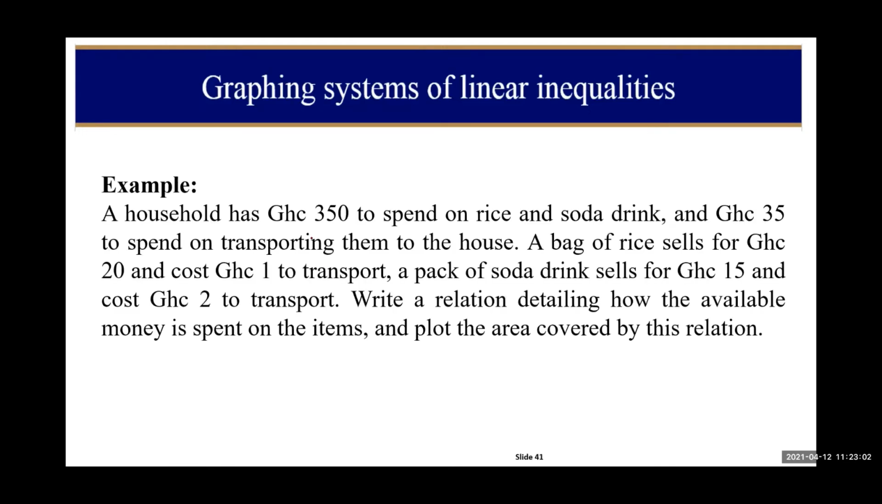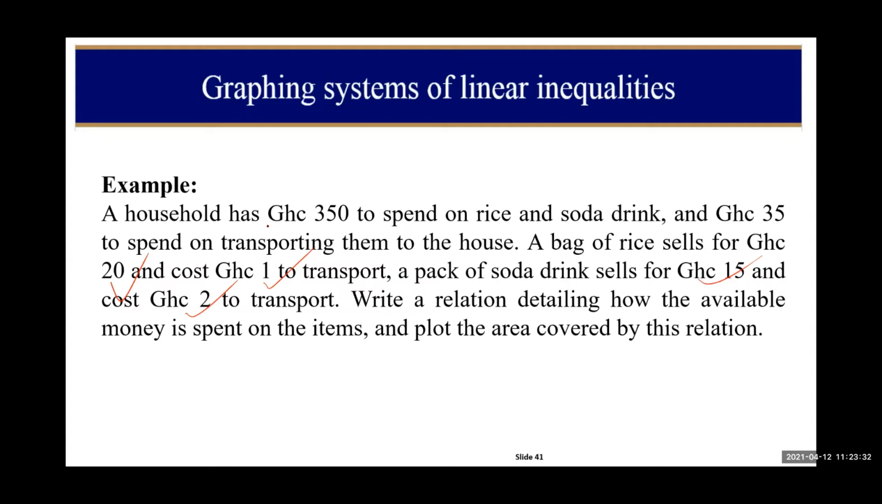So given that a household has $350 to spend on rice and soda drink, and $35 to spend on transporting them to the house. If a bag of rice sells for $20, and it costs $1 to transport, and that for soda drink is $15, it costs $2 to transport. Write the equations detailing how the available money is spent on the items, and plot.